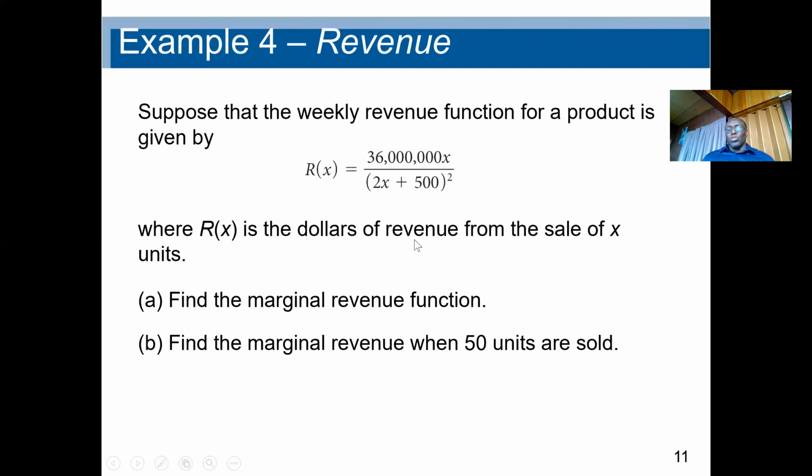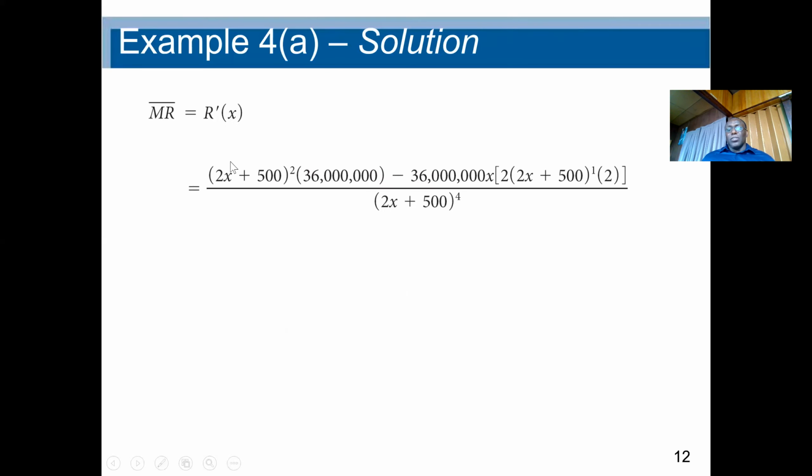So again, this is a quotient. So let's keep going now. Since this is a quotient, I find the derivative of the top, which is 36 million x. The derivative of 36 million x is 36 million, times the down. The down is (2x plus 500) all squared, minus the top, which is 36 million x, times the derivative of the denominator, the down. So the down we have (2x plus 500) squared. So it will be 2x plus 500.